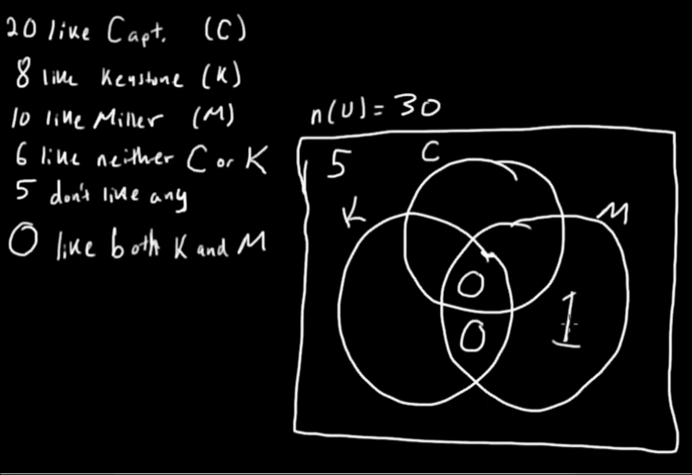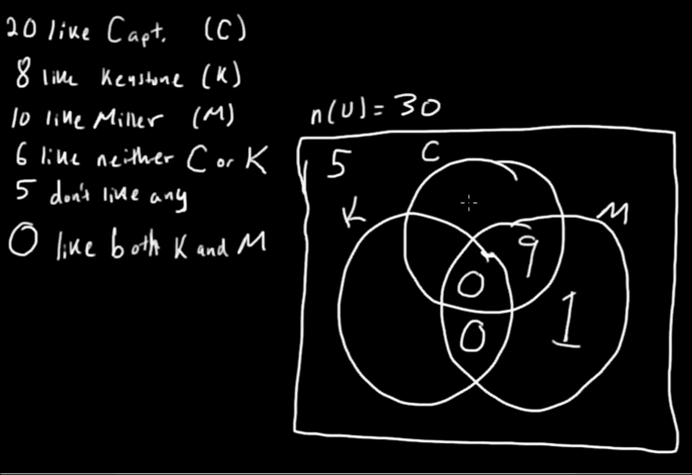Now we can move up through our problem. We know that there's 10 total that like Miller, 0 that like Miller and Keystone, so we know that there must be 9 left out of those 10 that like Captain and Miller. So we've completely partitioned those students who like Miller: 9 who like Captain and Miller, 1 that likes only Miller, and 0 that like Keystone and Miller.